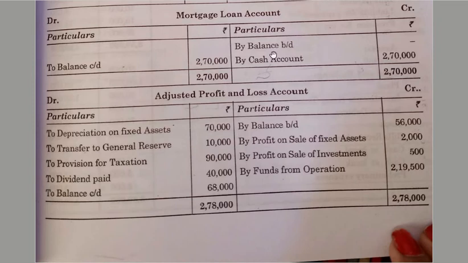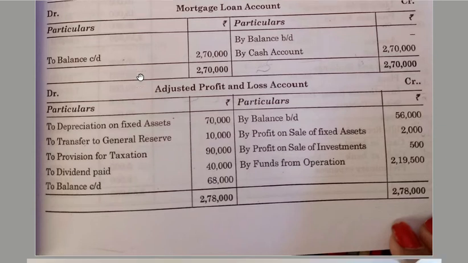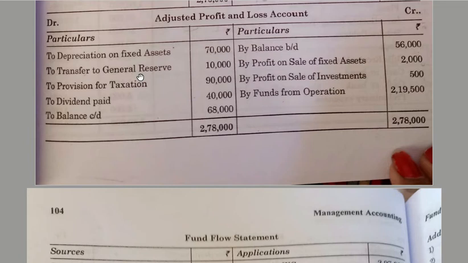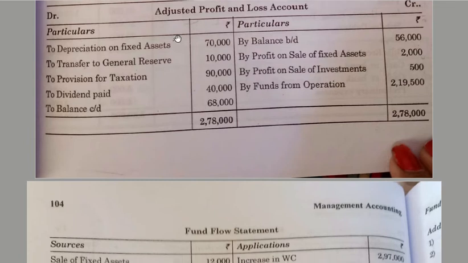Mortgage loan account, by balance brought down, you do not have anything. To balance carried down, which is 2,70,000. So by cash account 2,70,000. So we have prepared all the ledger accounts for the non-current asset and liability. Now we are moving on to your adjusted profit and loss account.